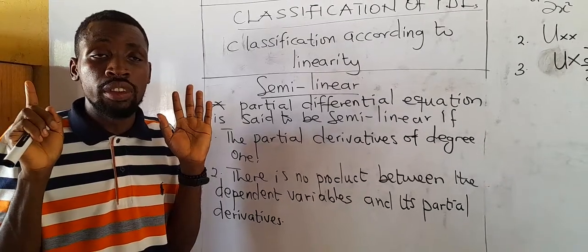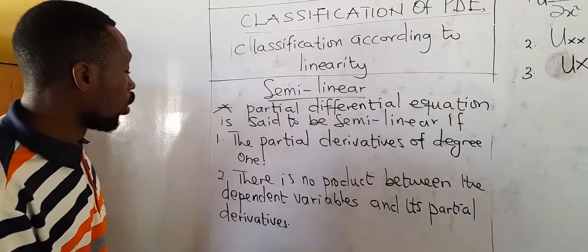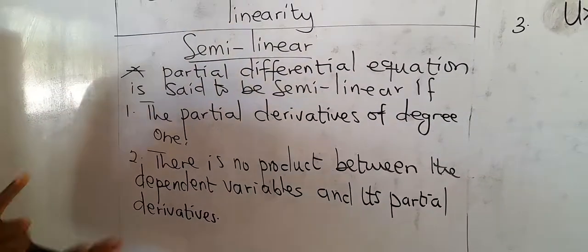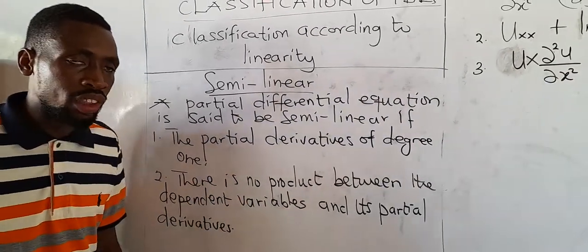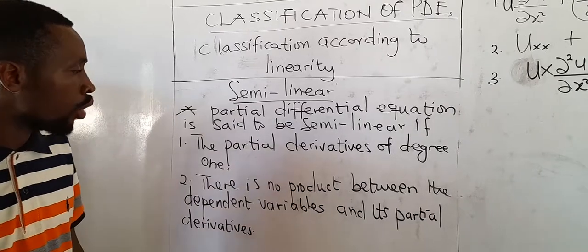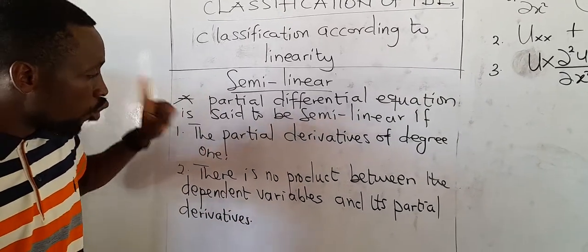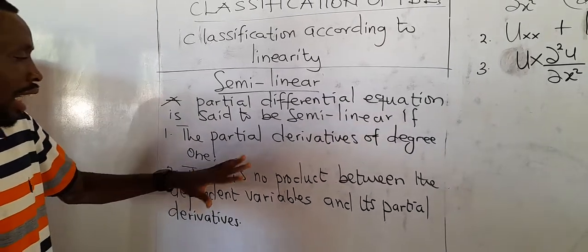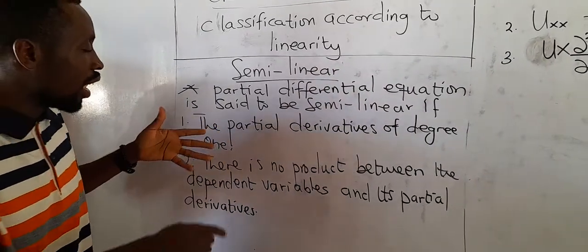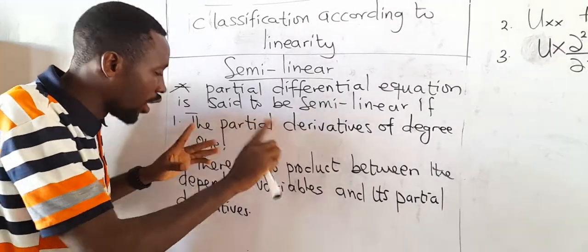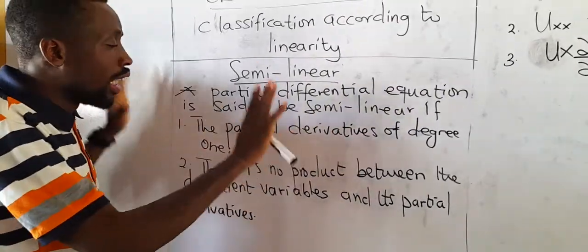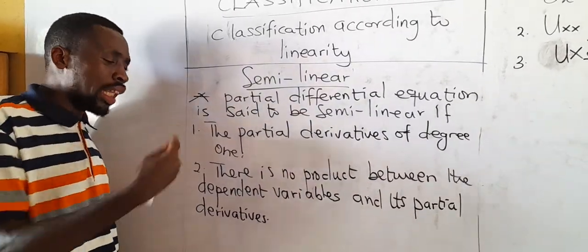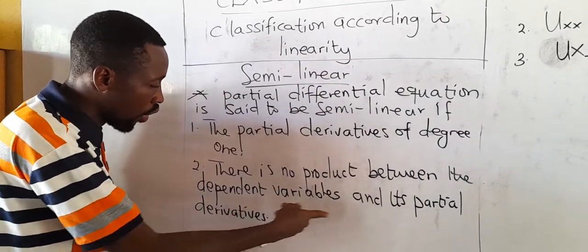However, it is not enough. Because there is another reason. Two, there is no product between the dependent variable and its partial derivatives. Now, what's the difference between semi-linear and fully linear? The difference is that in fully linear, the dependent variable must also be of degree one. But that doesn't happen when it comes to semi-linear. In fully linear, the dependent variable and each partial derivative must be of degree one. But in this one, only the partial derivatives must be of degree one. Then, there is no product between the dependent variable and each partial derivative.